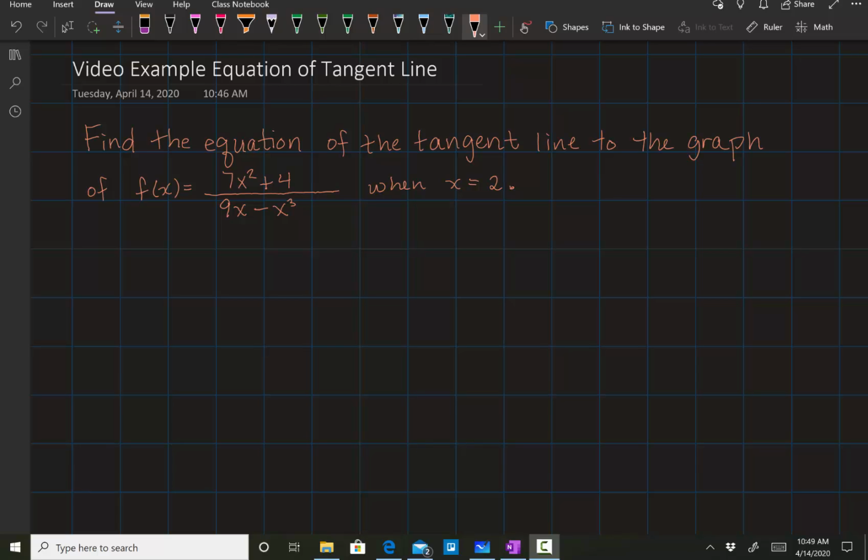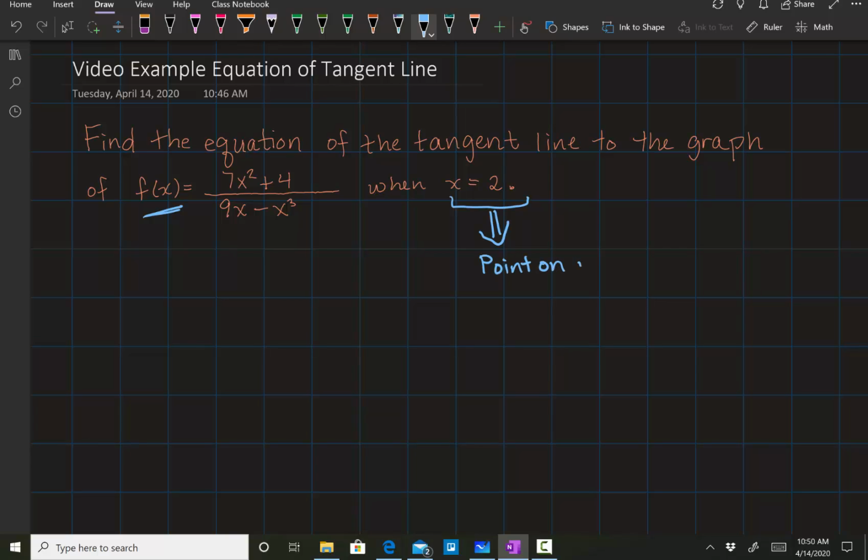In this video, we are going to find the equation of the tangent line to the graph for the function f of x equals 7x squared plus 4, all divided by 9x minus x cubed. And the point where we're going to find that tangent line is at the point where x equals 2. So we're going to use this to find an actual point.